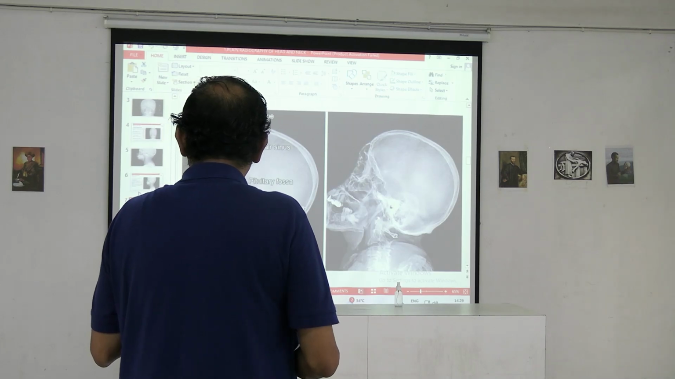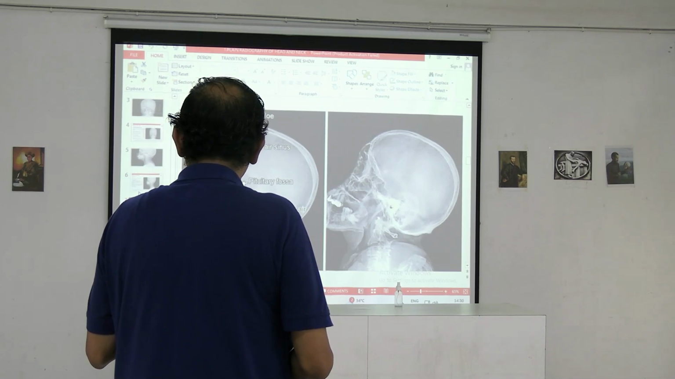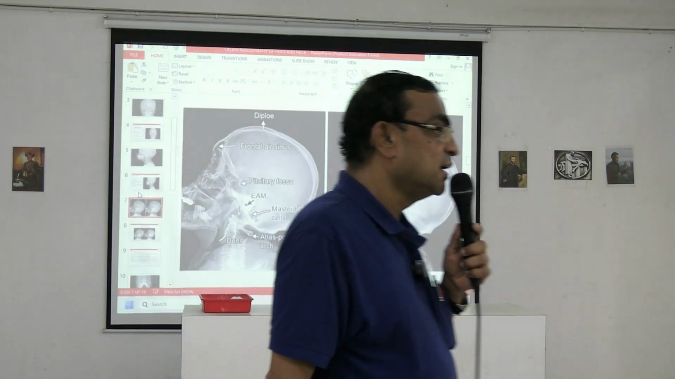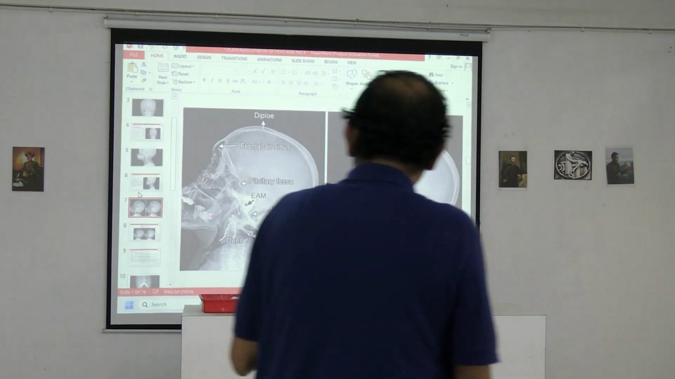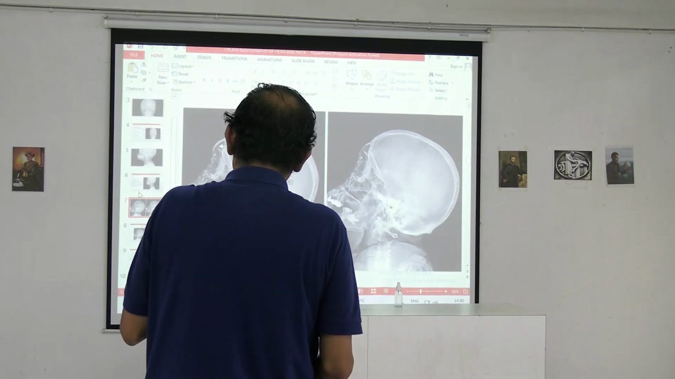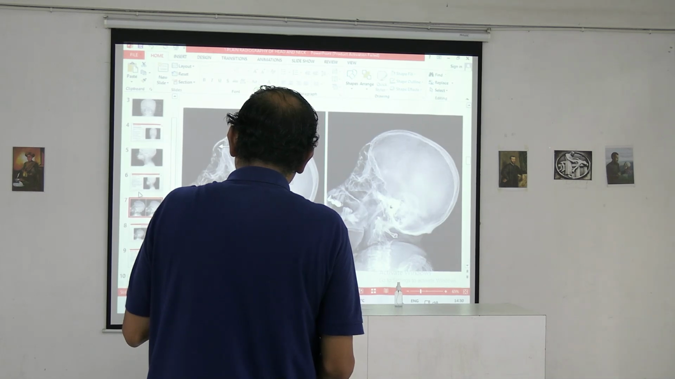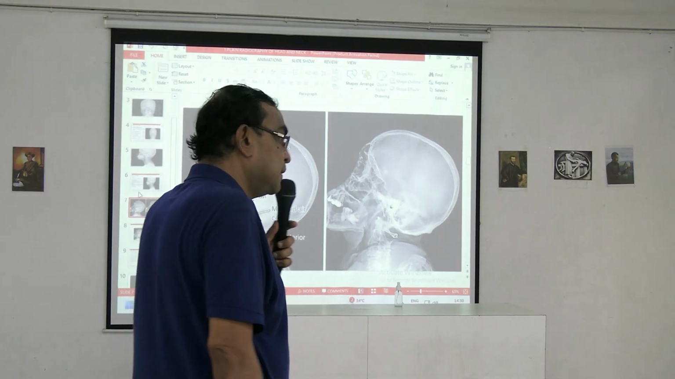Now here we can see the black shadow is nothing but the maxillary air sinus. We can see the maxillary air sinus, and the ramus of the mandible, and here we can get the head of the mandible or condyle of the mandible, and this is the temporal bone.